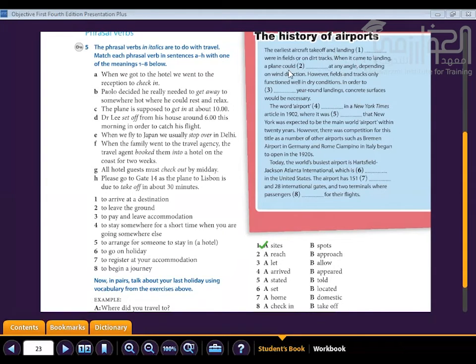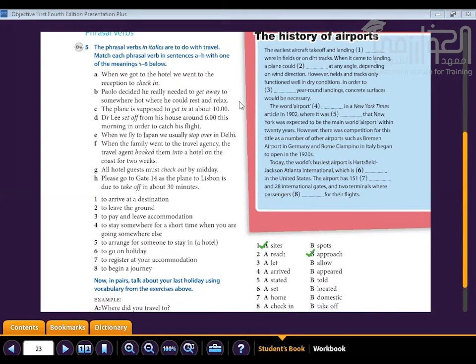When it came to landing, a plane could, so we use reach or approach at any angle. And here it's not reach, it could approach. That is, when coming near a place, it's about movement, moving near a place, and we use approach there. We don't say reach at an angle, we say approach at an angle. That is at any angle, from any corner, from any part of the landing site. So B is the correct answer here.